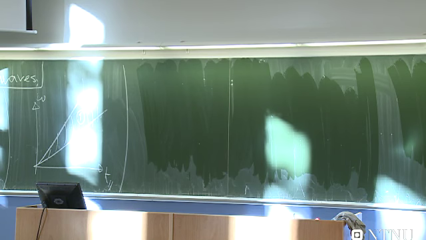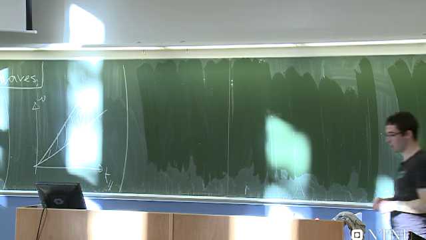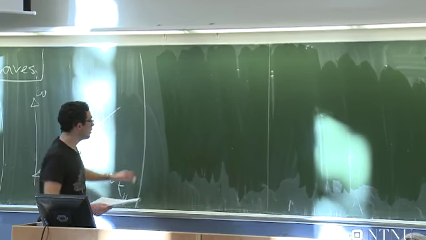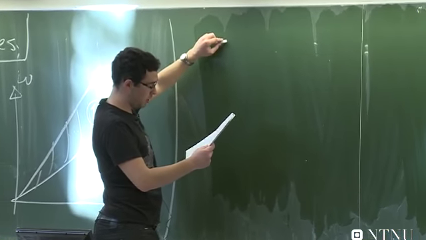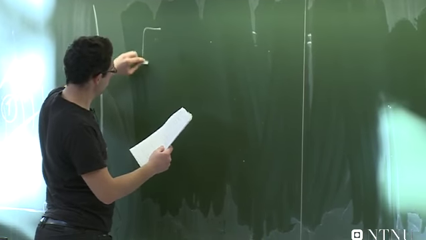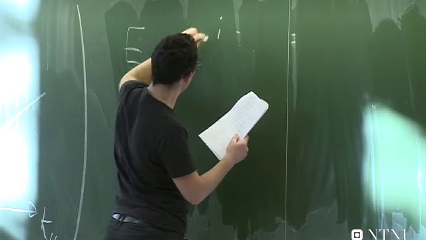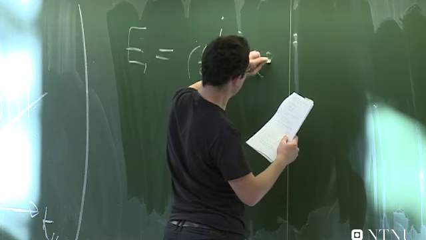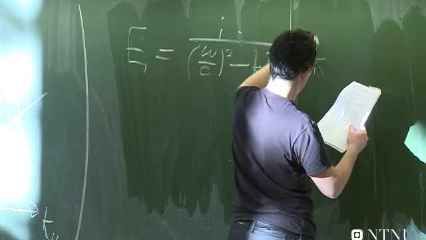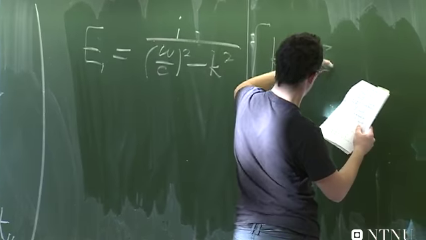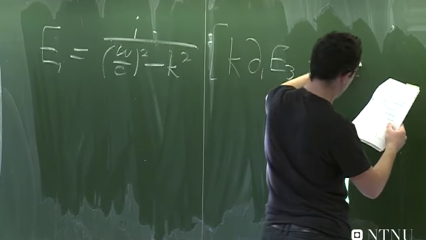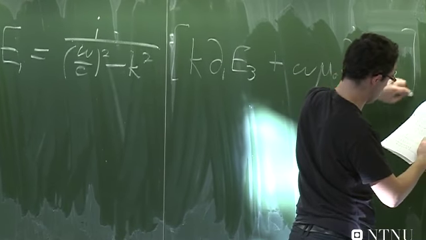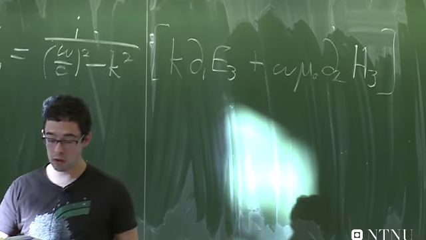Okay, keep that stuff for now. So what we end up with is that E1 is simply a function of H3 and E3. So E1 is equal to i omega over c minus k squared k, d1 E3 plus omega mu naught d2 H3. Okay, that was a lot of math.